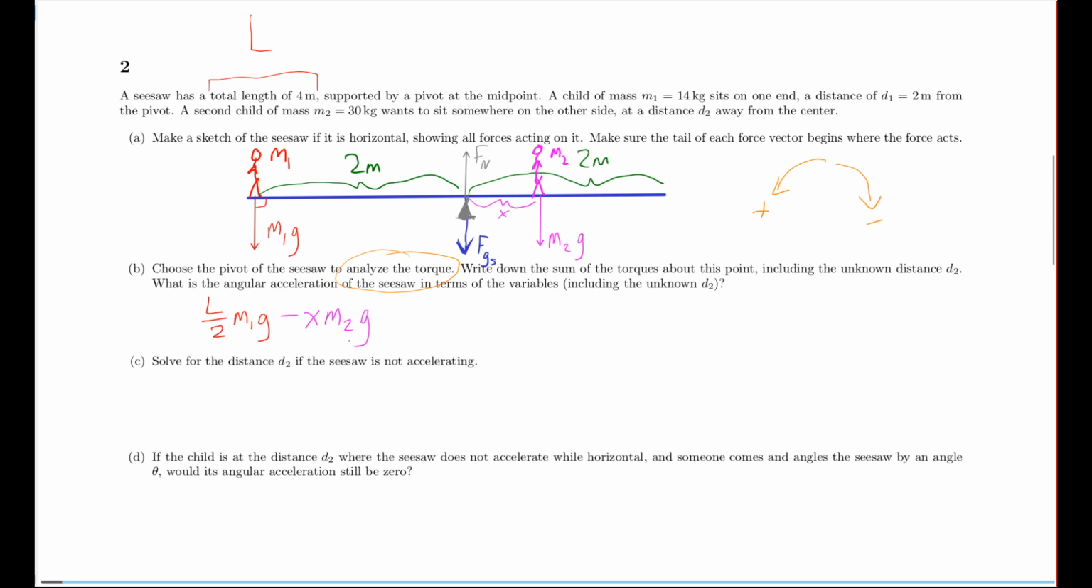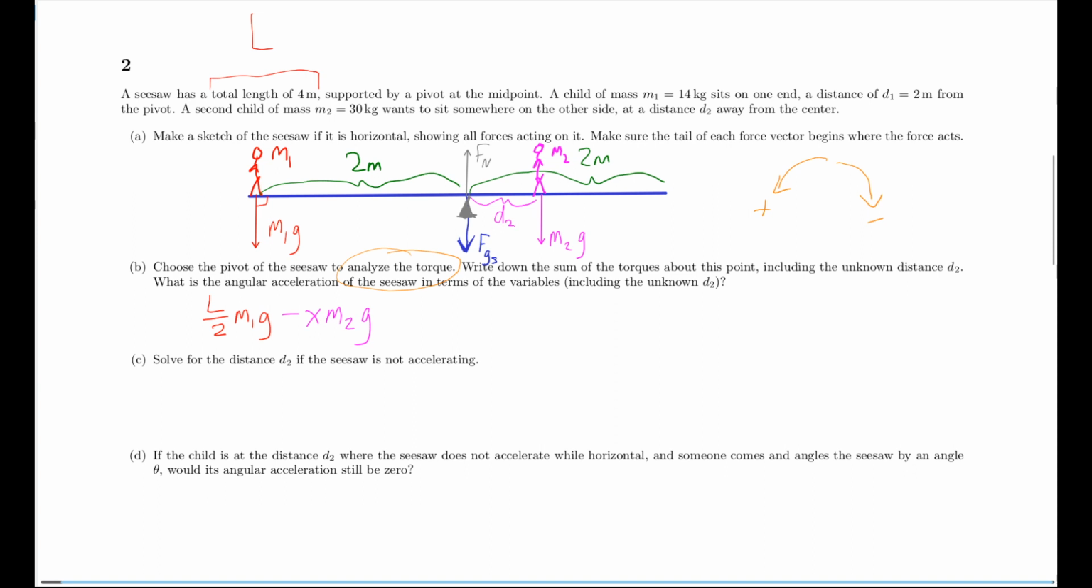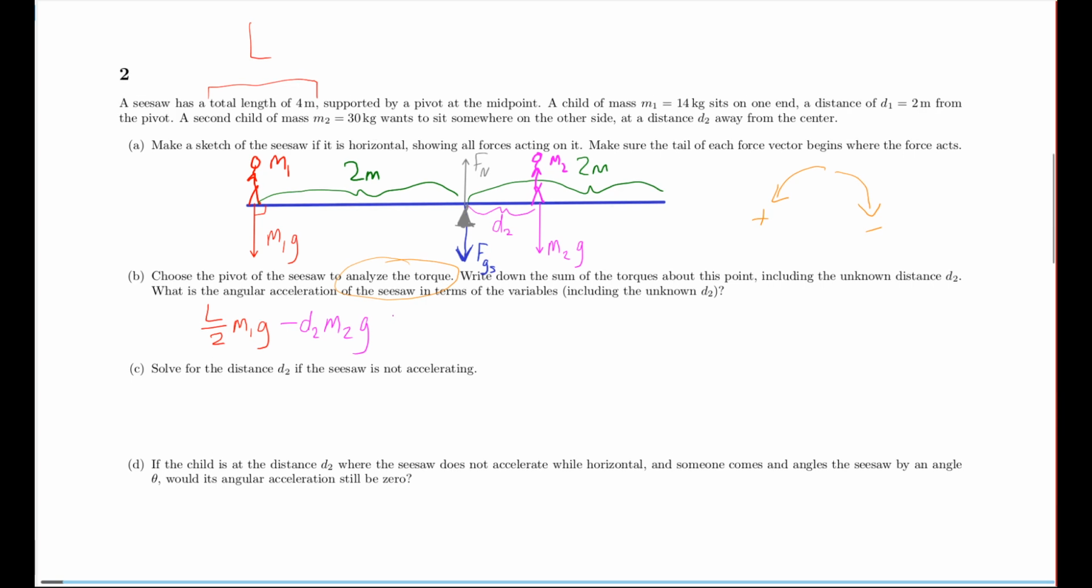sorry, we were told what variable to use. So rather than x, I ought to be using d2. That's what the problem tells me, although you can use anything you want, really. So that's the sum of the torques.